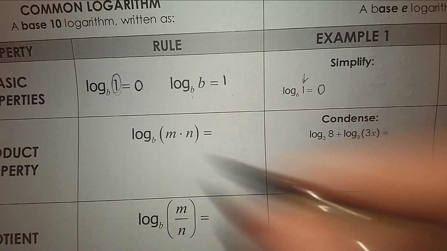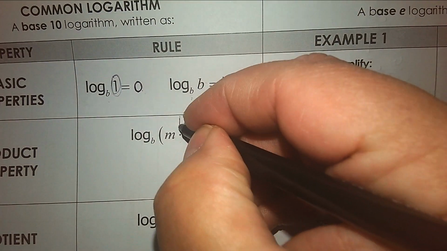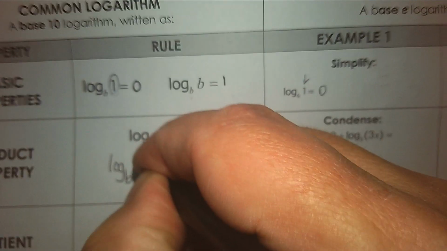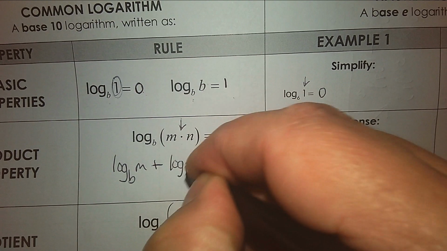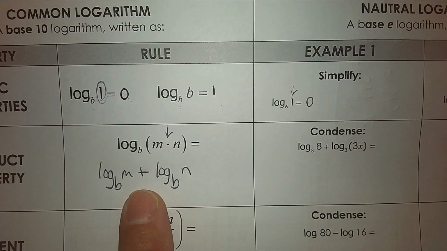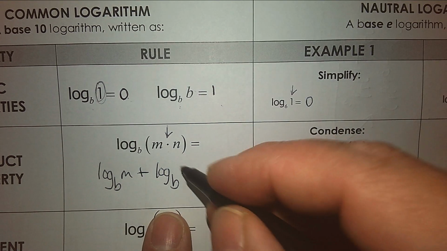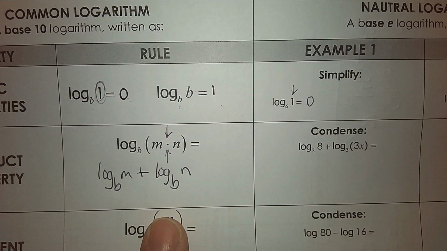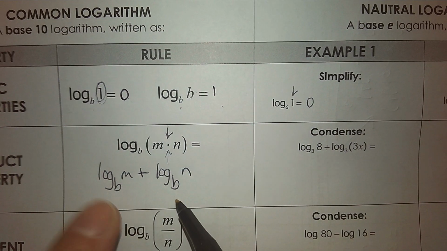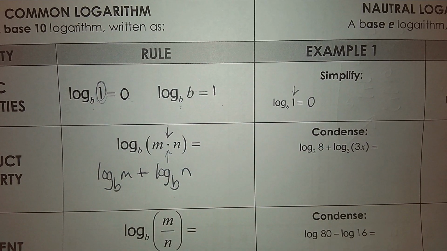Okay, the next property is the product property, which is a fancy way of saying multiplying. So what's the property? If you're multiplying, what do you do to expand it? And if you saw two logarithms adding, and they have the same base, you can write it as one logarithm multiplying. It goes in either direction. But the bases have to be the same to use that property going backwards.